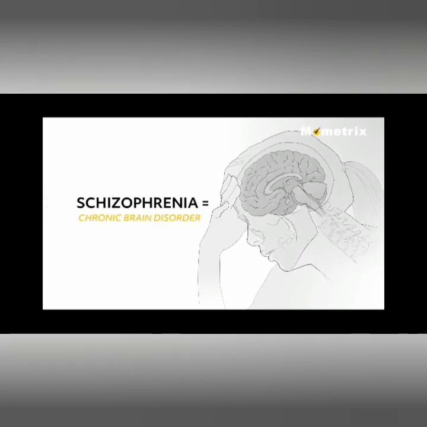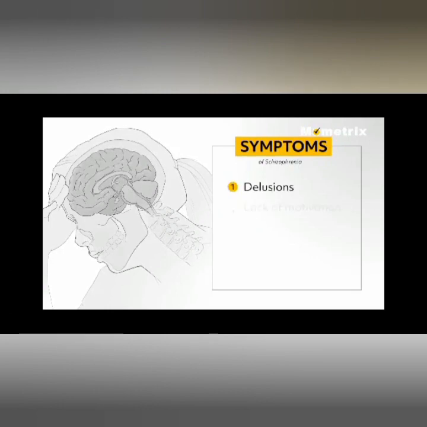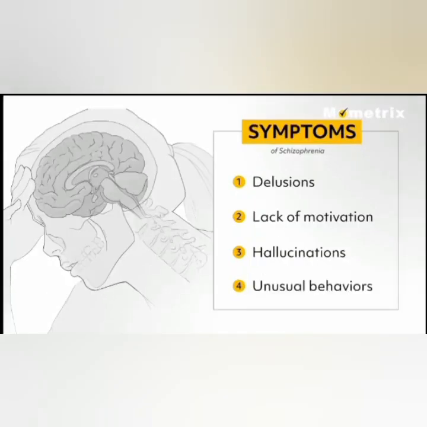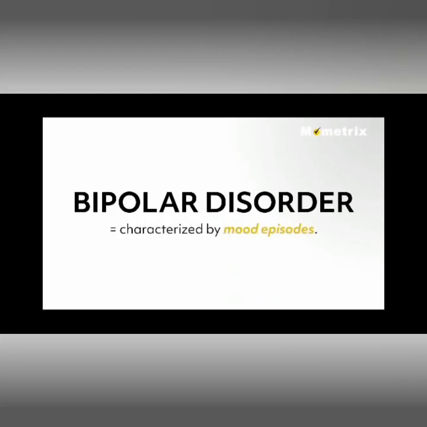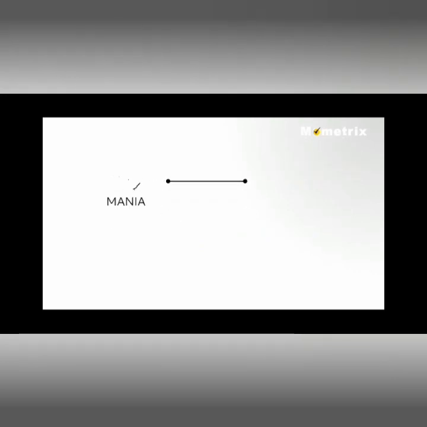Schizophrenia is diagnosed as a chronic brain disorder with symptoms that include delusions, lack of motivation, hallucinations, and unusual behaviors. This disorder can be disabling and is characterized by episodes where one is unable to distinguish between what is real and what is not. People with bipolar disorder have mood episodes that vary from one extreme to another.